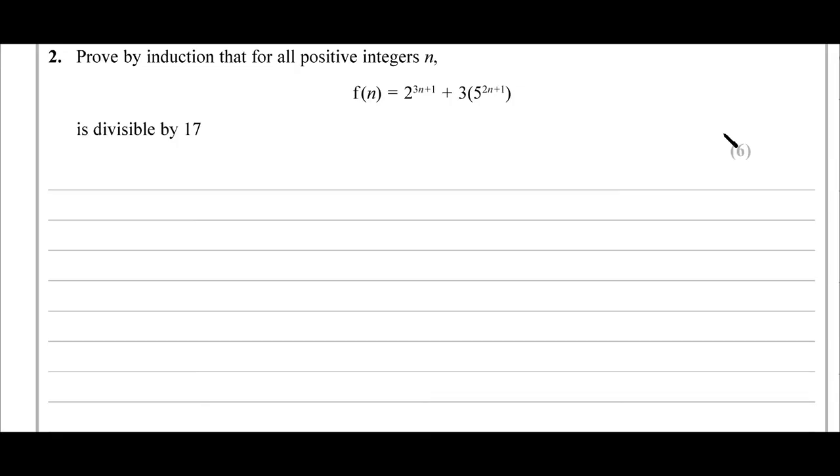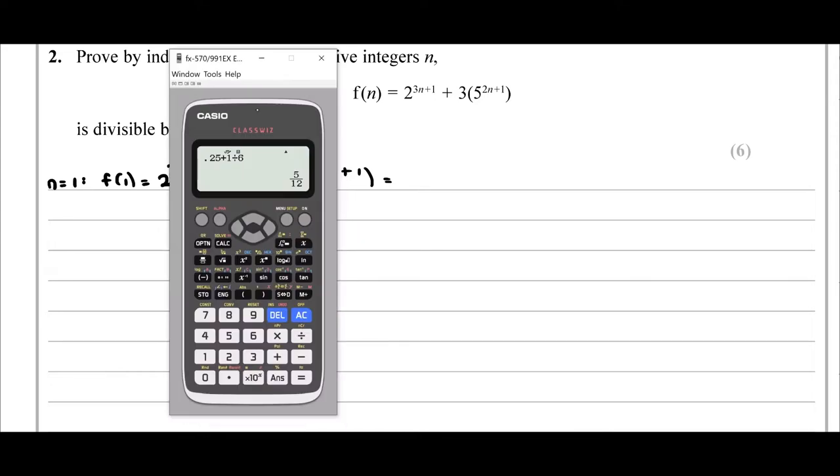Question 2. We have to prove by induction that for all positive integers n, f of n equals 2 to the power of 3n plus 1 plus 3 lots of 5 to the power of 2n plus 1 is divisible by 17. Well, to do this question, first of all, let's see what happens when n equals 1. When n equals 1, f of 1 is equal to 2 to the power of 3 times by 1 plus 1 plus 3 lots of 5 to the power of 2 times by 1 plus 1.